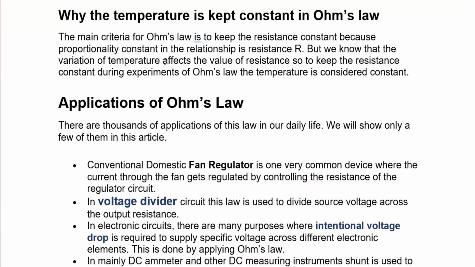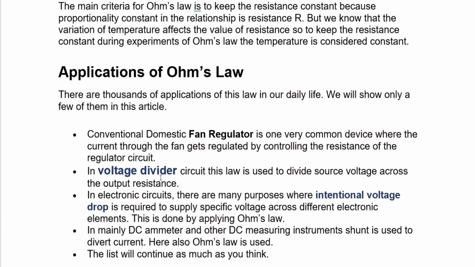Now the question arises, why is temperature kept constant in Ohm's law? This has a very simple reason. With temperature, the resistance that you are using in Ohm's relationship varies. That is why it is advised to keep the temperature constant. Otherwise, your circuit is not going to follow Ohm's law.